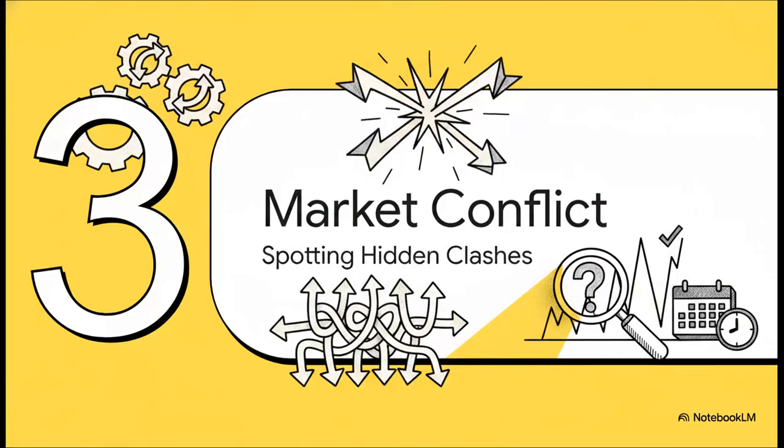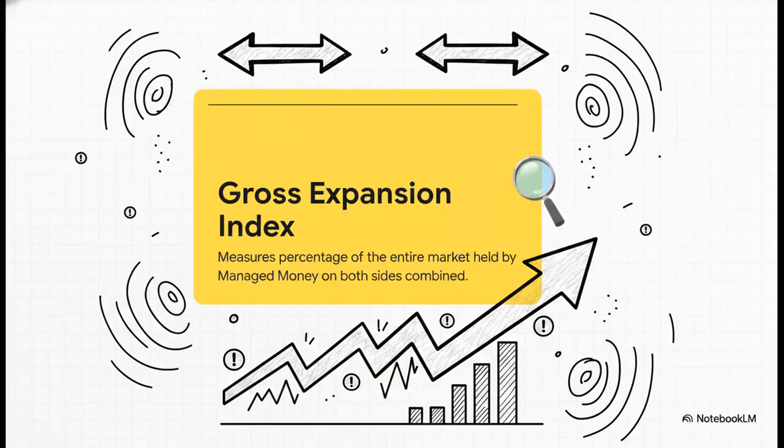All right, on to part 3, spotting internal market conflict. So how do we actually track this? Enter your new ultimate barometer, the Gross Expansion Index, or GEI. This measures total capital commitment. We calculate it by taking the managed money gross longs, adding the gross shorts, and then dividing that by the total open interest. This metric tells you exactly what percentage of the entire market is currently engaged. Think of it as your early warning radar for impending volatility.